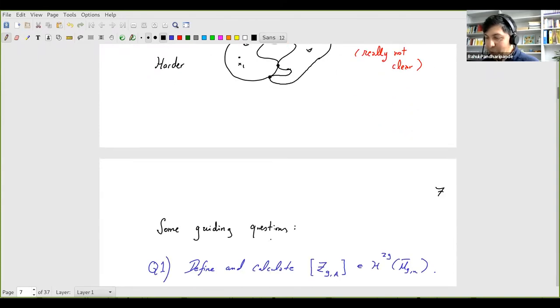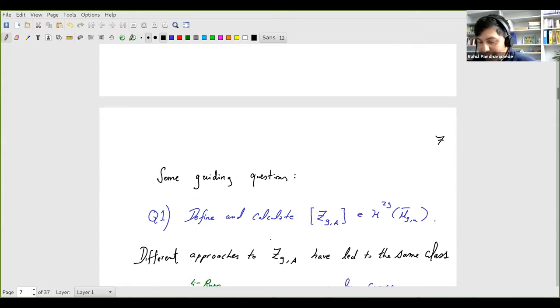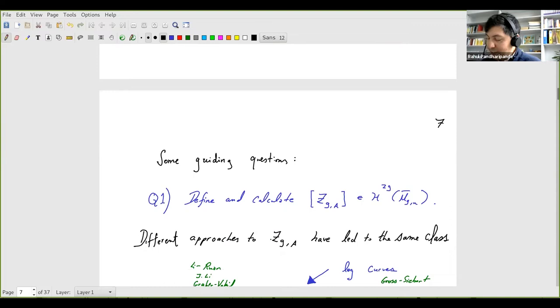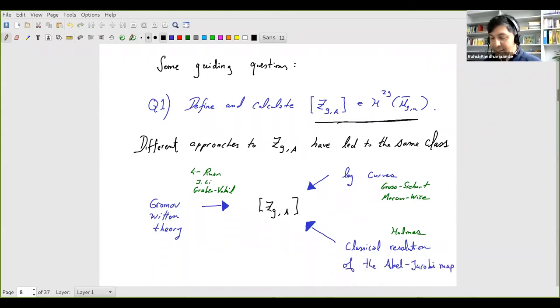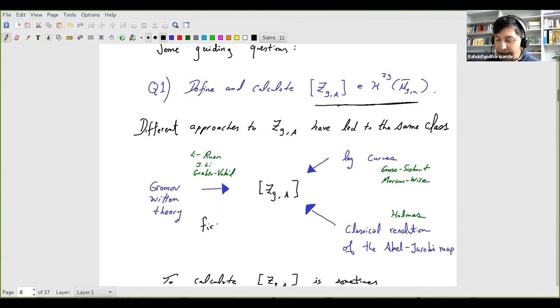so then there are some guiding questions. We'll come back to the definition in a second. The first guiding question I want to talk about today is to define and calculate this class. There are lots of different approaches to this cycle class, related to the problems we were just discussing on the last slide, and there are three basic approaches. One comes from Gromov-Witten theory, and this leads to a definition of the cycle class via stable maps and the virtual class of stable maps. That was the first path, and this is maybe 20 years old by now.